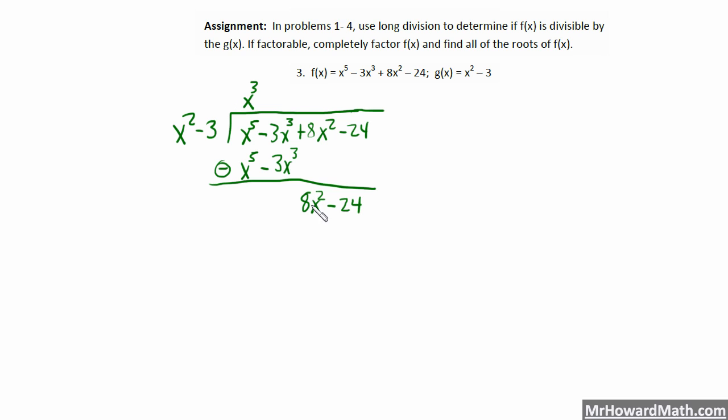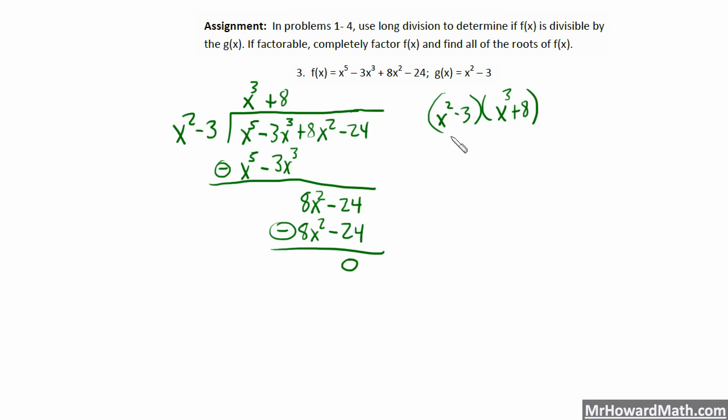So now, what times x squared gives us 8x squared? That would be a plus 8. So that gives us 8x squared. We're subtracting here. 8 times -3 is -24. So 8x squared minus 8x squared cancels, like we said, and these actually cancel. So we're left with a remainder of 0, and we know that x squared minus 3 is a factor of this polynomial, and x cubed plus 8 is another factor of it. So we have proven that x squared minus 3 times x cubed plus 8 are factors of this, and multiplied together they would give us this part.